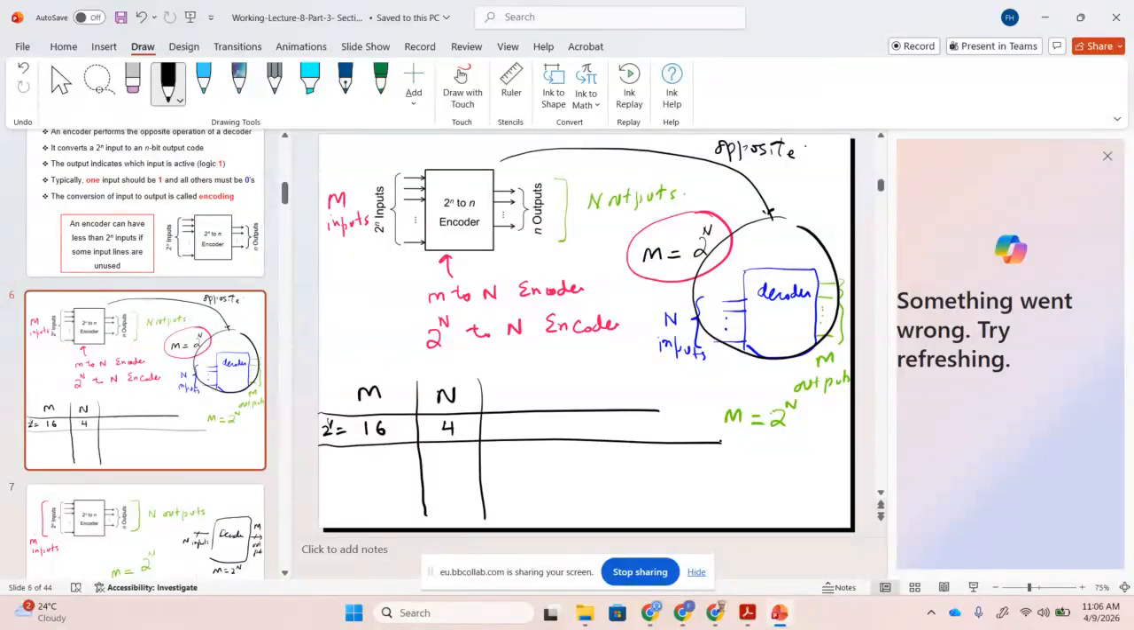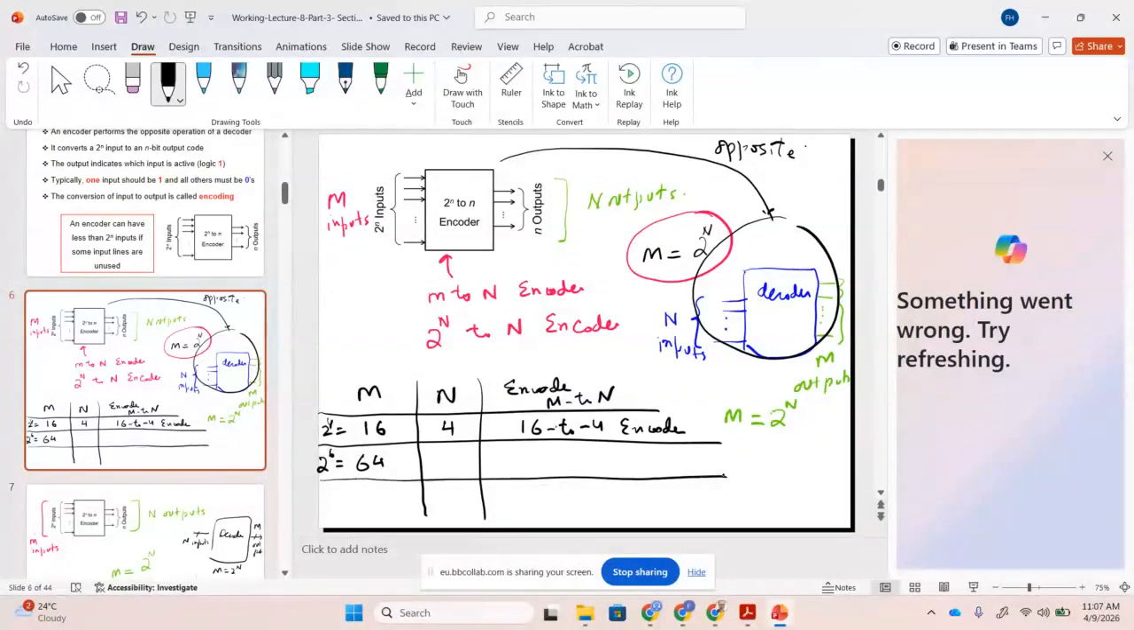And if we talk about the encoder, the encoder is actually m to n, and now m is 16, so it is a 16 to 4 encoder. Okay, let's assume m is 64. We can write it as 2 to the power 6 is equal to 64. So what will be n here? Can anyone tell me? Help me.